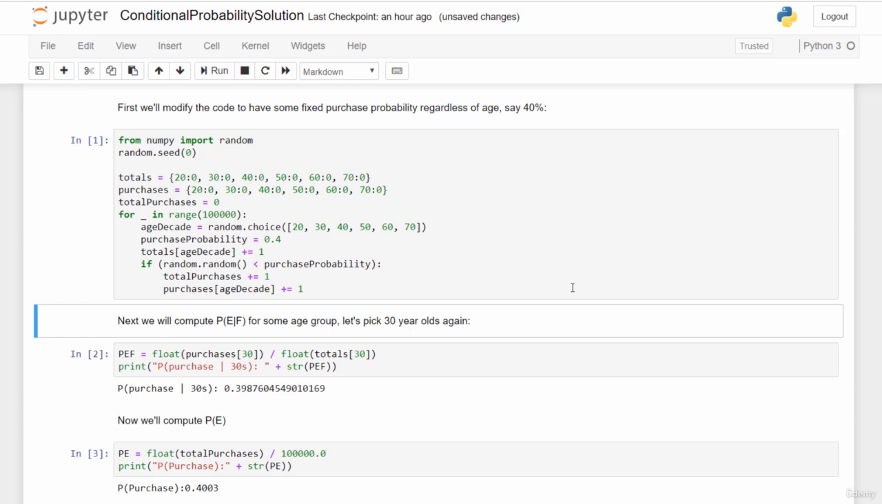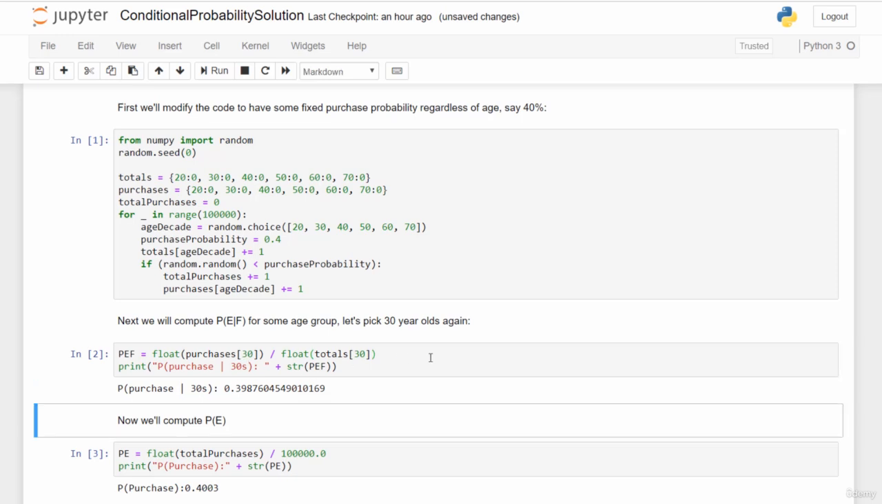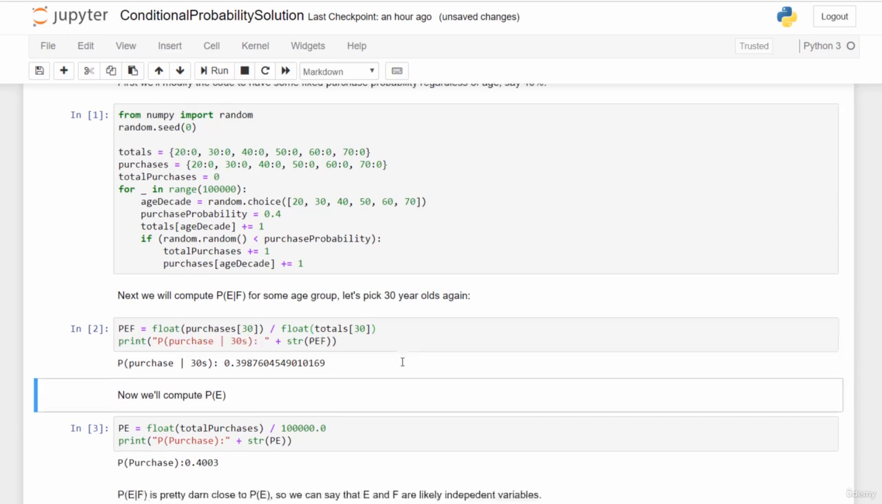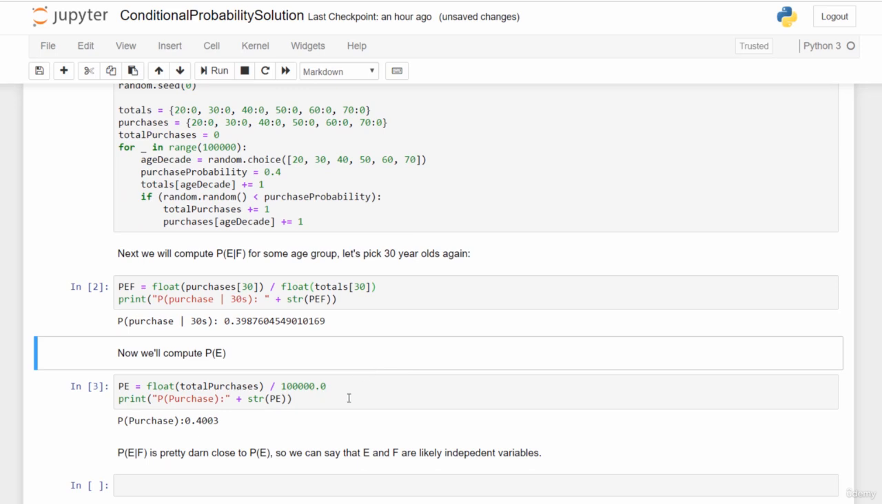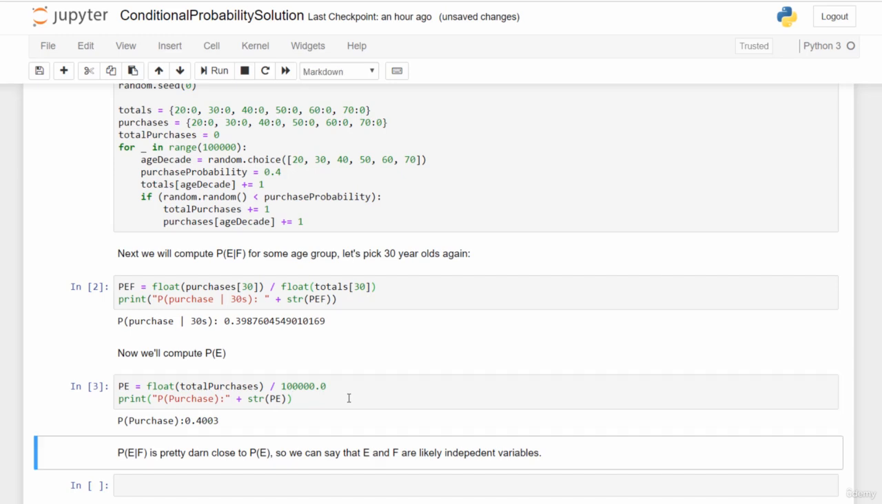For some age group, we'll pick 30-year-olds again just to be consistent. So again, we'll compute the total number of purchases by 30-year-olds divided by the total number of 30-year-olds, and we end up with a number about 40%. And we can independently compute P of E, which is just the probability of purchasing something overall regardless of your age. That comes out to 40%. So 39.8, 40.0, pretty darn close, okay?